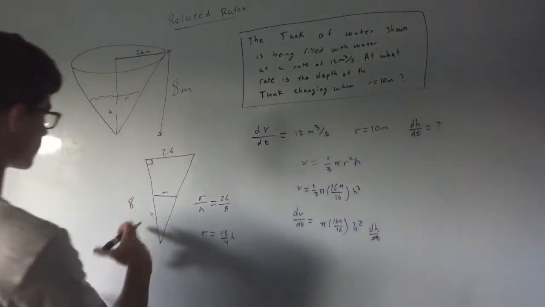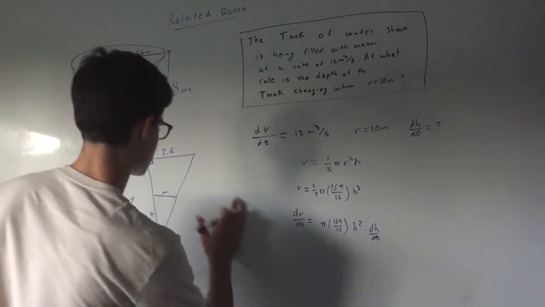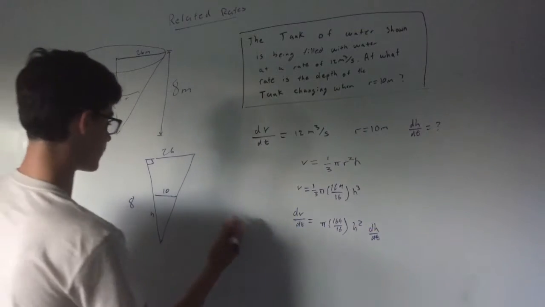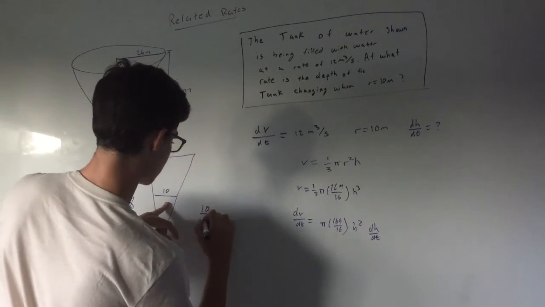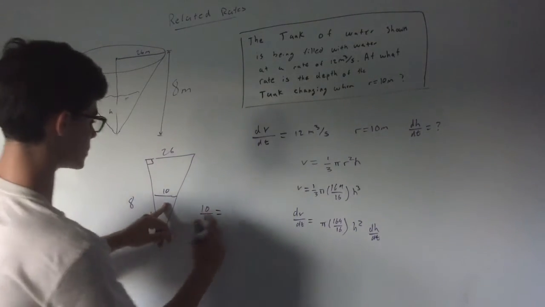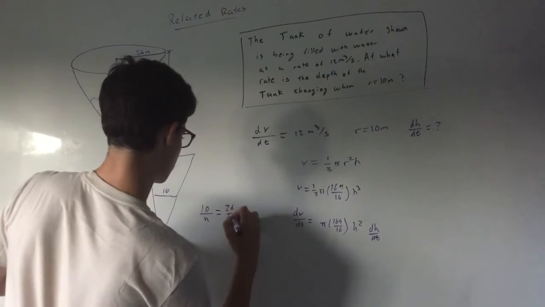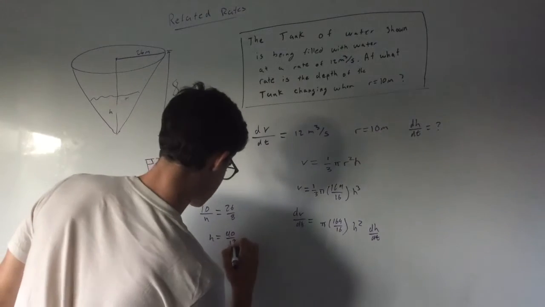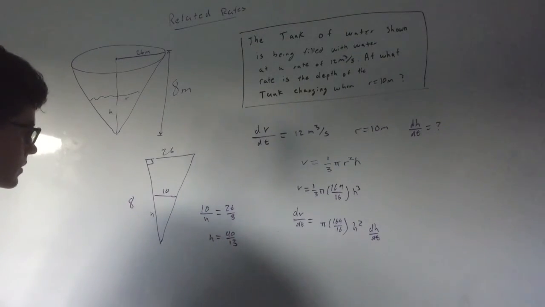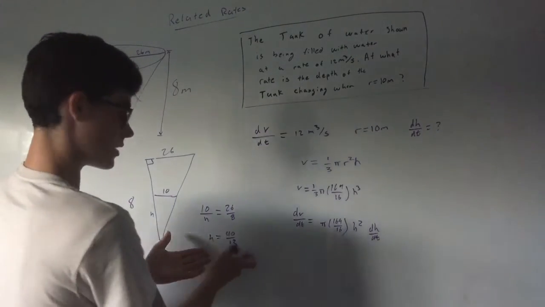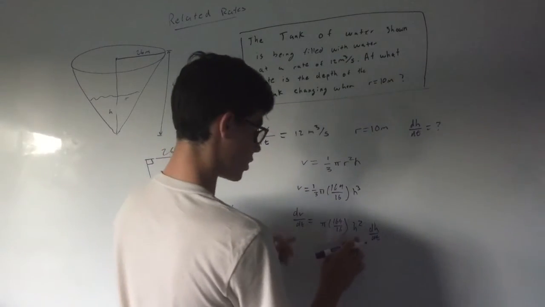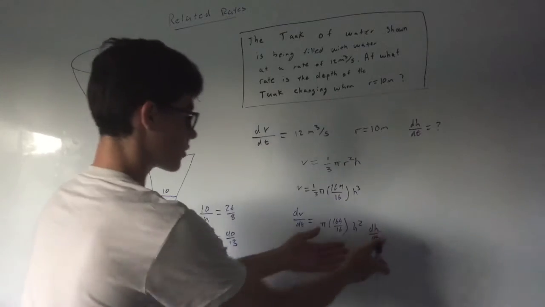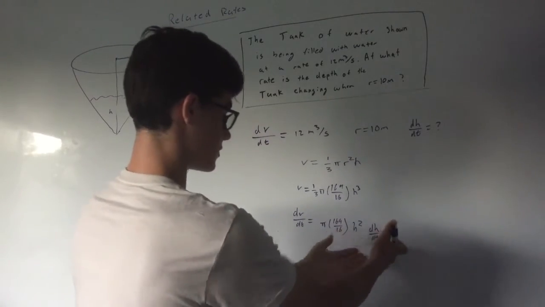So if you set up a similar triangle proportion right here, and we just set r equal to 10, we only have one unknown variable. Therefore, when you set up the proportion right here, 10 over h is equal to 26 over 8. We have h is equal to 40 over 13, I believe. Yes. Okay, so now we know what h is. If you just plug in all our knowns, we can find our unknown, and there is a solution to our problem.